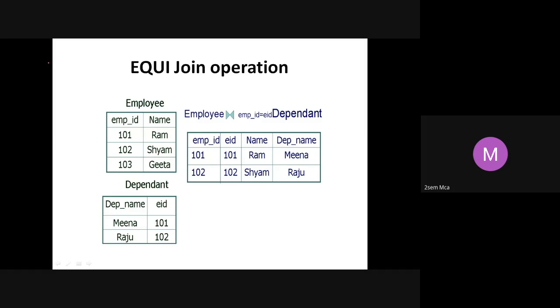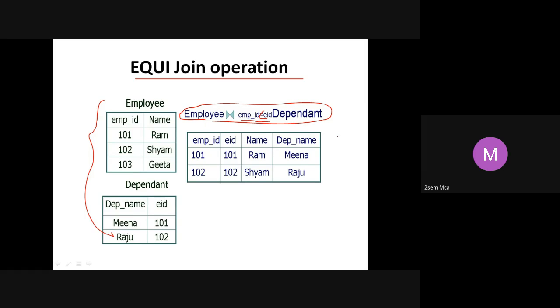Here, as an example for equi-join, we have taken two tables, employee and dependent. Look at here. We are trying to get the result from both these tables. How are we trying to connect them? Employee, this is a join symbol. What is the condition? EMP-ID is equal to EID. A i, theta, B i. Theta takes the equal to sign here. Wherever employee ID of the employee table is the same as EID of the dependent table, only those tuples I want.